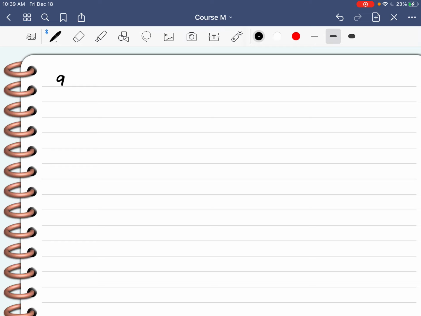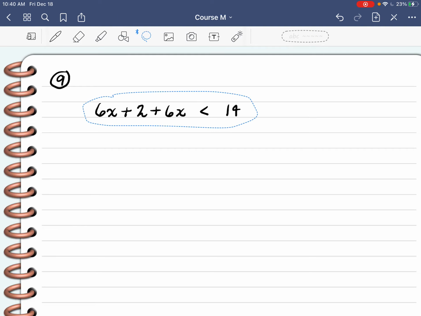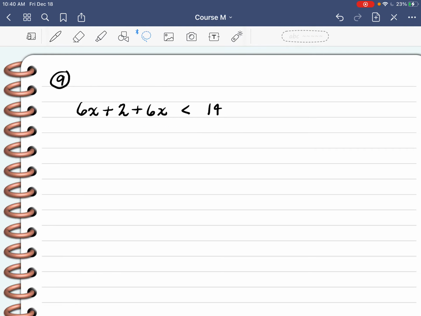So, okay, here is number 9. We have 6x plus 2 plus 6x is less than 14. And I'll tell you what, I need some space here, so let me just bring that on over. Draw your power t.